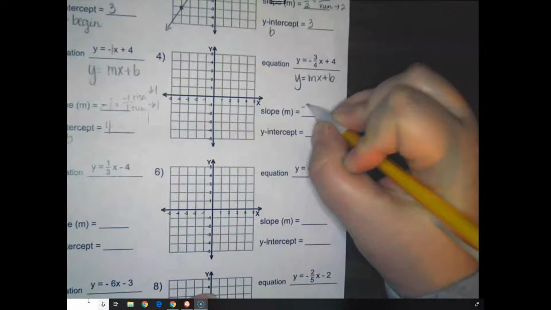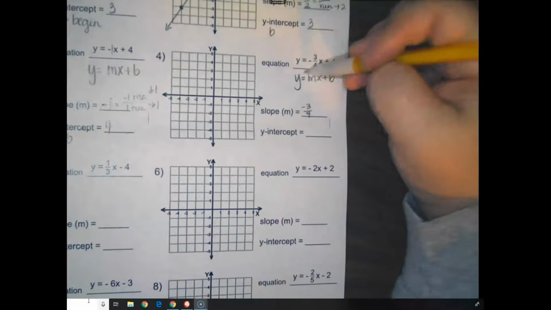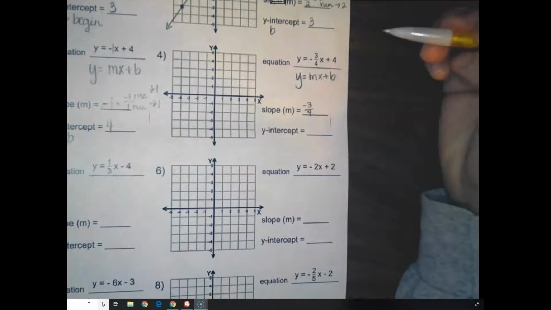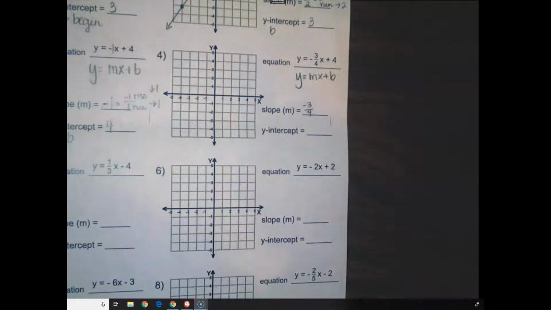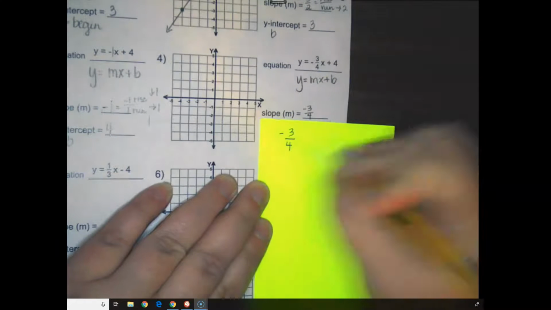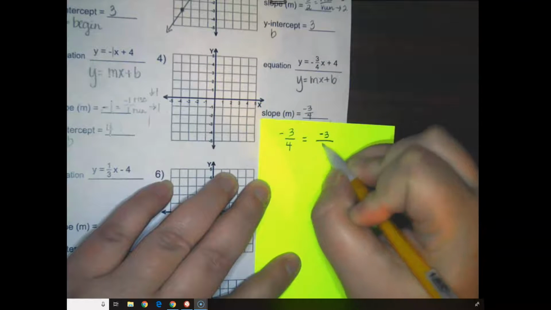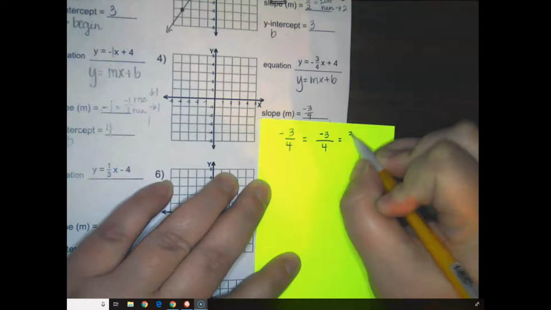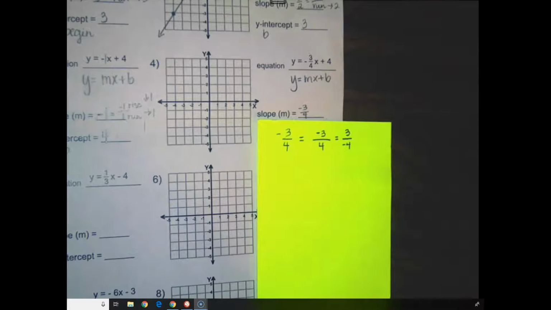My m is negative 3/4. Yay, it's already in fraction. So you can see it's negative 3/4. Let's talk about that really briefly. That negative 3/4 looks like this, but it could also look like this, or it could also look like this. All three of those are equal to each other. All three of them are going to graph the same. They're all going to be the same concept.